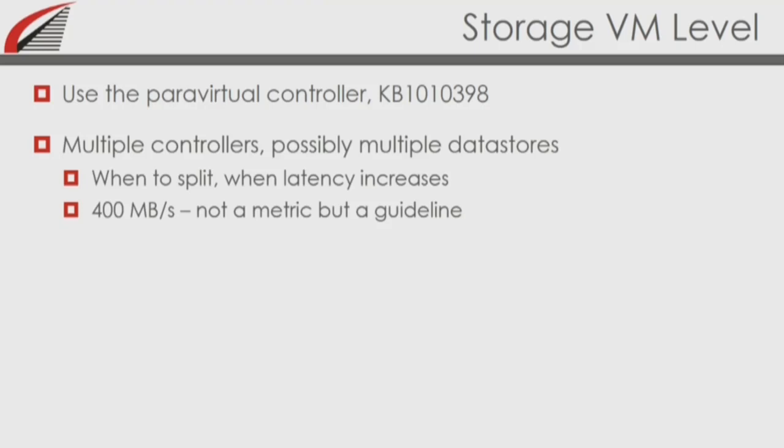Multiple data stores. As I see latency creep up, I also tend to see basically a threshold number at 400 megabytes per second of throughput. It's a guideline. This is not a metric. This is just kind of what I've observed over the years. After 400 megabytes per second throughput onto a single data store, I see my latency issues. So that's a good way for me to go, hey, it's time to split. I need to have multiple data stores.